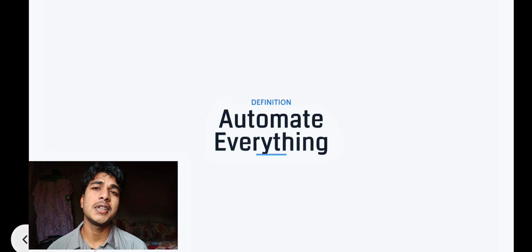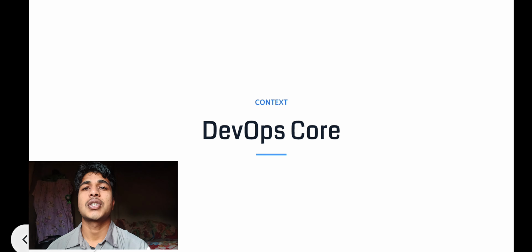So CI/CD is mainly about automation. It automates the process of building, testing, and deploying software instead of doing these tasks manually. Automated systems perform them whenever developers update their code. This saves time, reduces human errors, and increases efficiency. Going to the next slide, which is context.